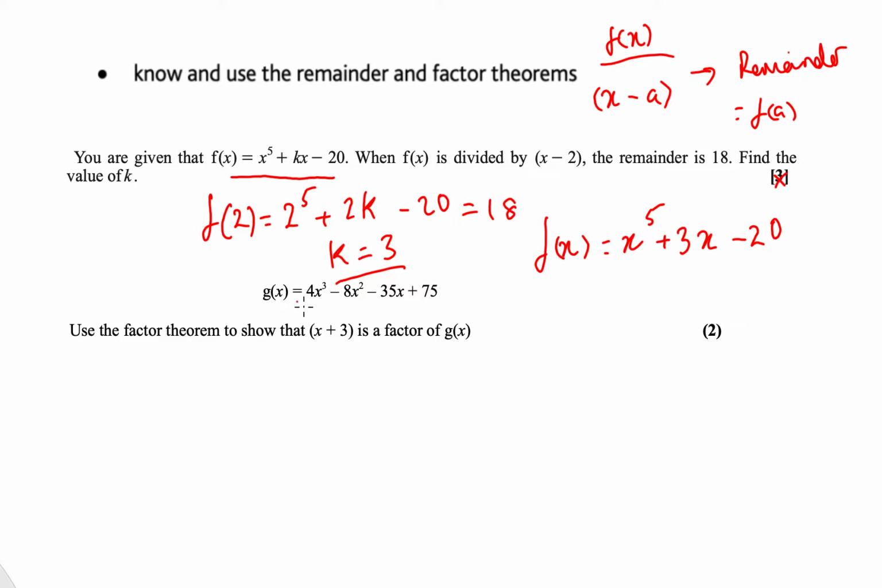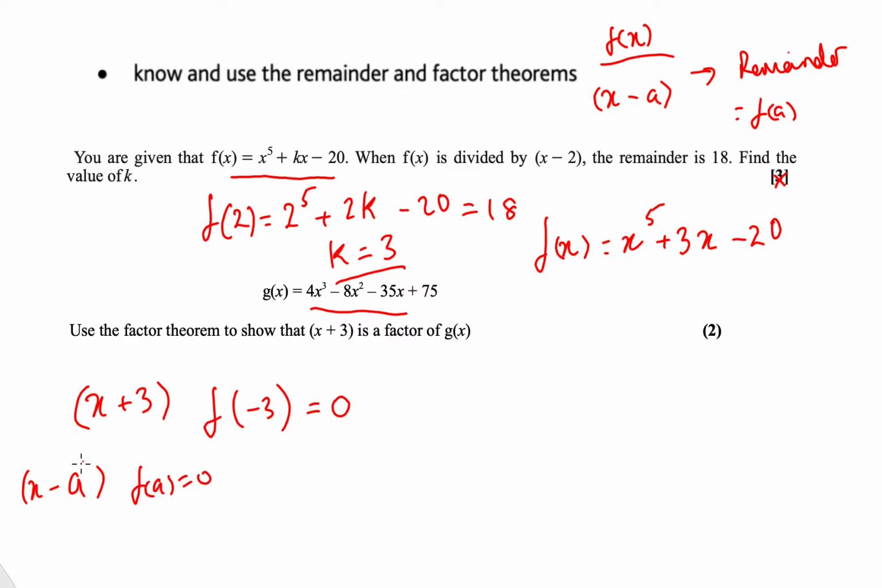Next one, g of x is this polynomial, degree 3, this is a cubic. Use the factor theorem to show that x plus 3 is a factor of g of x. Well, the factor theorem states that x plus 3 is a factor if and only if f of minus 3 equals 0. If I just put a reminder, x minus a is a factor if and only if f of a equals 0.